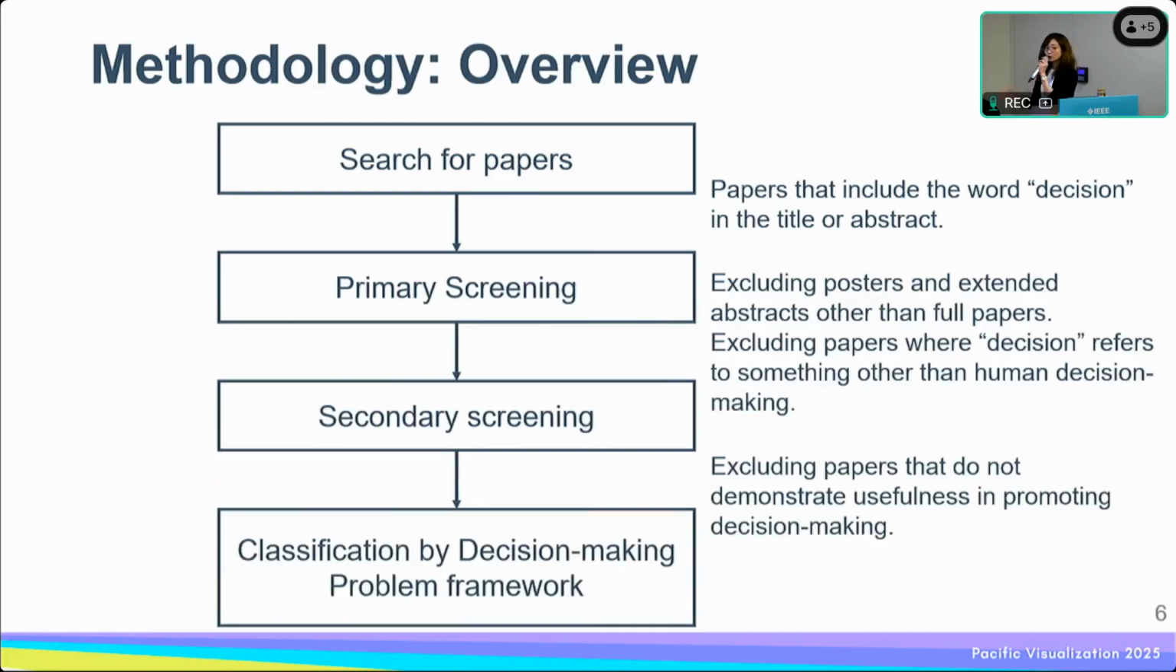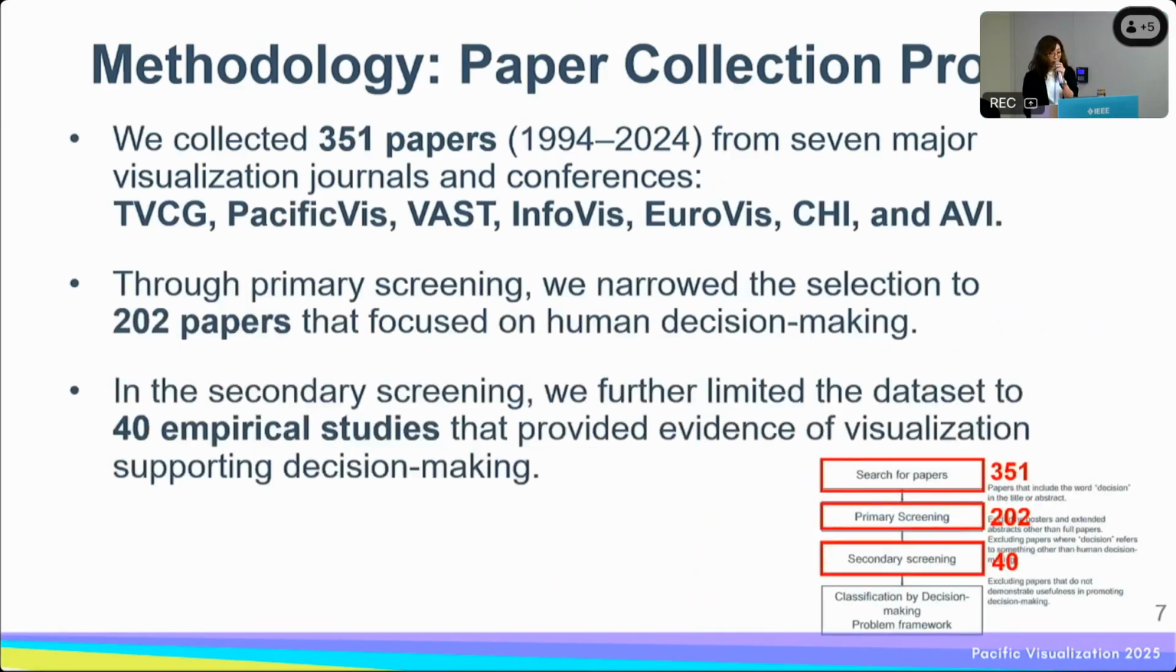This diagram shows our research process. We collected papers and applied 2 levels of screening and used the framework to classify decision problem types. We collected 351 papers from 7 major venues like TVCG, PacificVis, and so on. After primary screening, 2-on-2 focused on human decisions. We then selected 40 empirical studies published from 2008 to 2024.